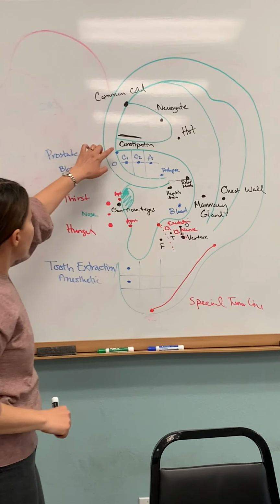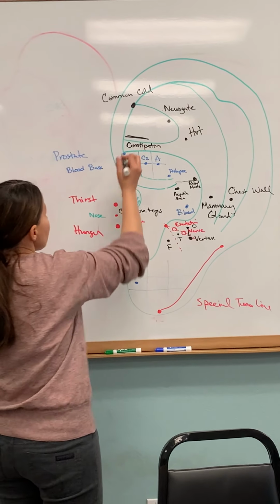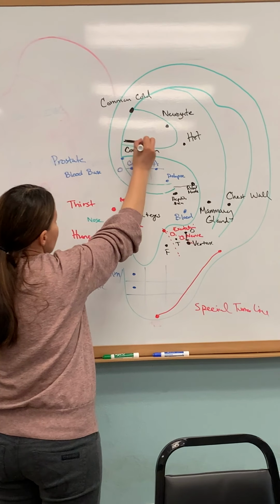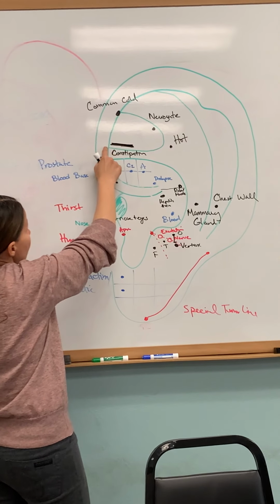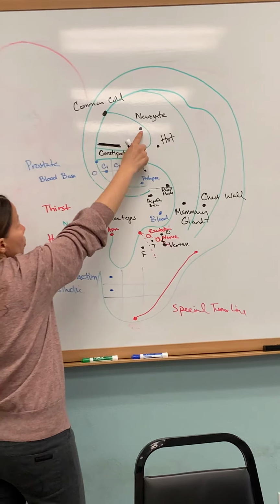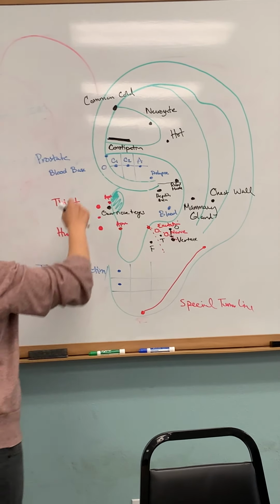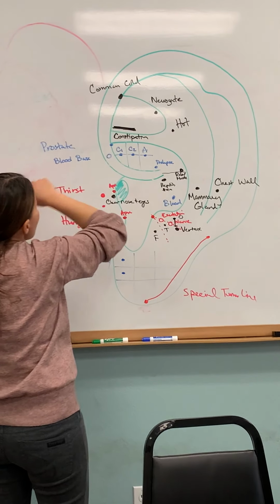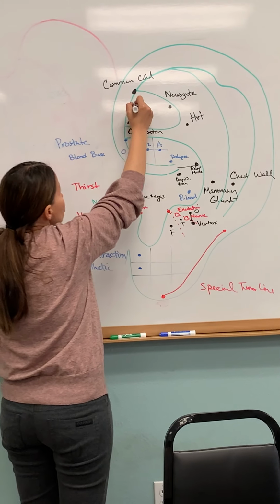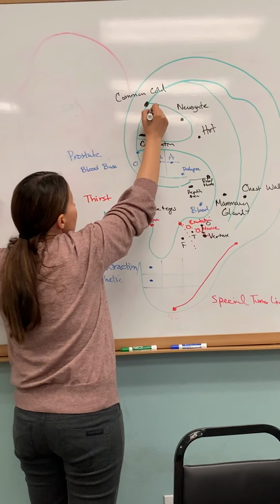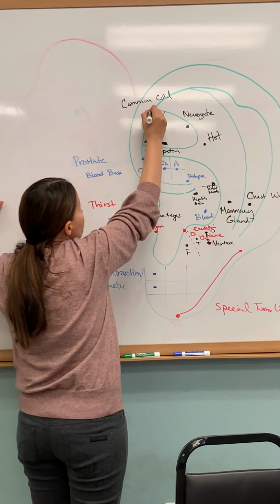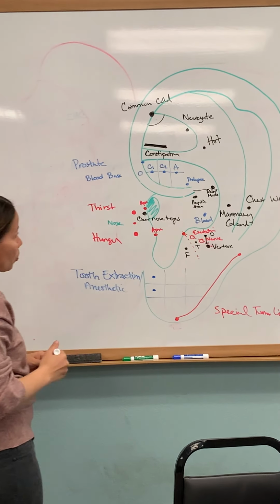You have the constipation area. Know that it is an area, it's not just one point, it is an area. And know that it is not hidden under the helix. Neurogate is Shenmen, that's your Shenmen point. And common cold, the easiest way to find common cold is you find your superior triangular fossa, you come out to the helix, to the edge of it, and that would be your common cold point.